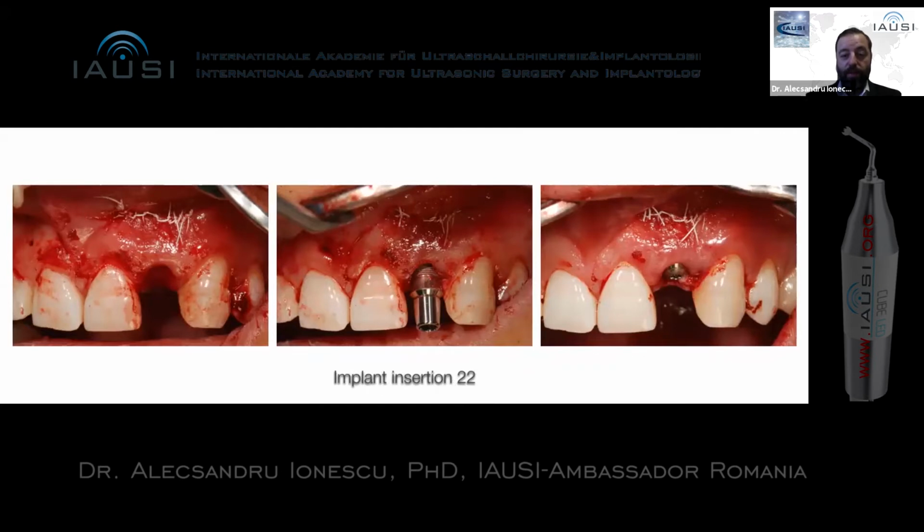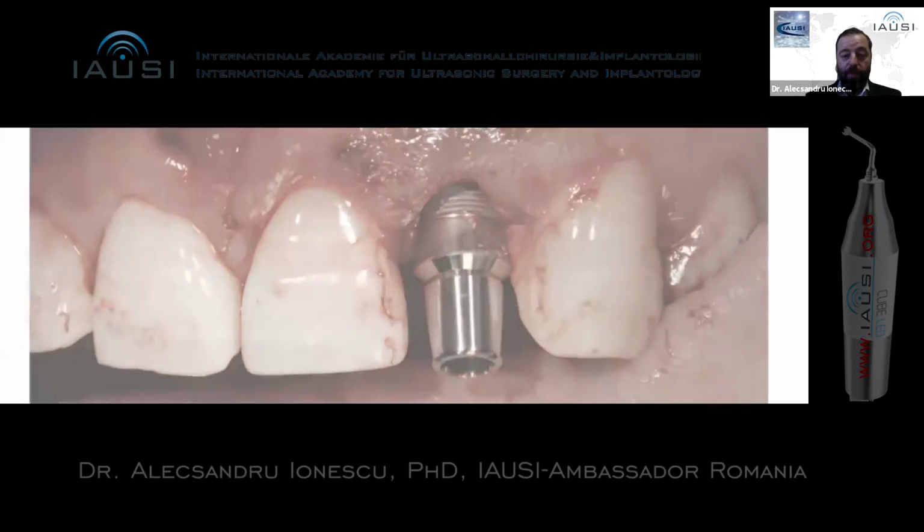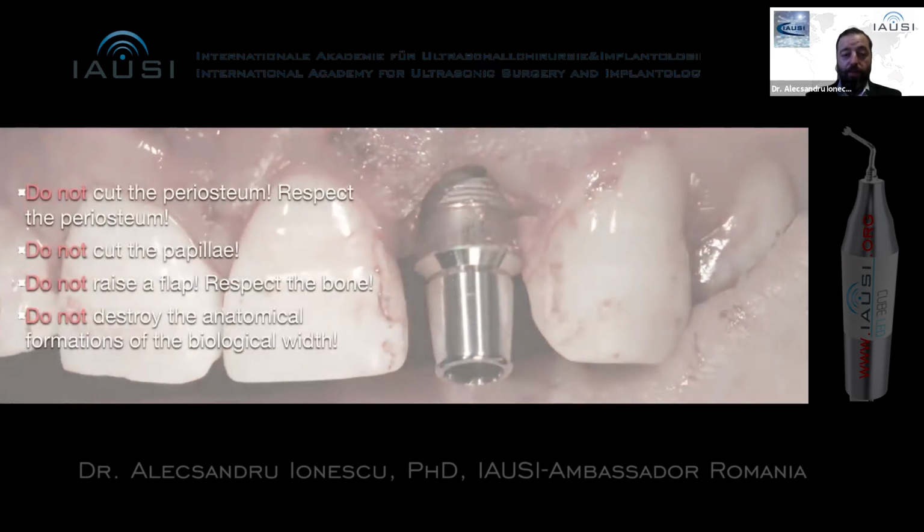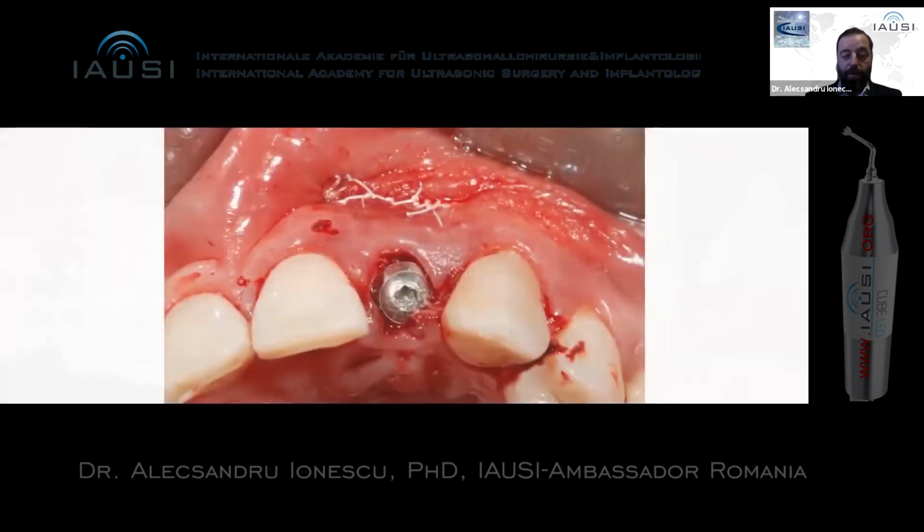We inserted a soft tissue level implant in that position, and this is how the clinical situation ended after the surgery. All the time, it's possible we do not cut the periosteum, because we need to respect the periosteum. We do not cut the papillae, and we do not raise any flap to destroy the anatomical formations of the biological width. This is the clinical situation.